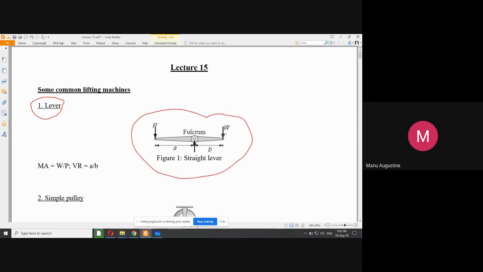You apply the load at one point, and the lever arm at which the load is applied is the shorter arm. It is shorter in length compared to the other lever arm, which is longer in length and where the effort is applied. This is done in order to increase what is known as the mechanical advantage. So the lever is the first lifting machine.